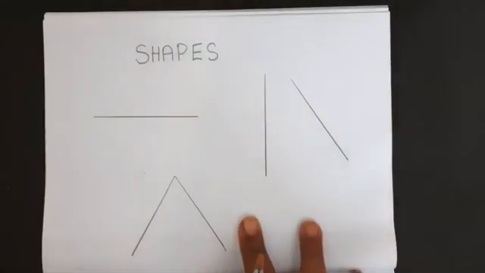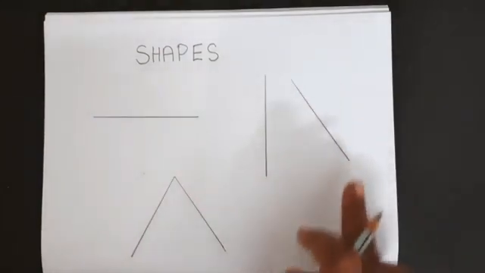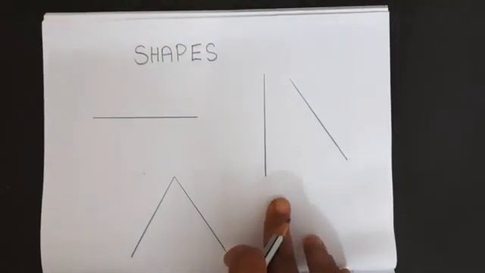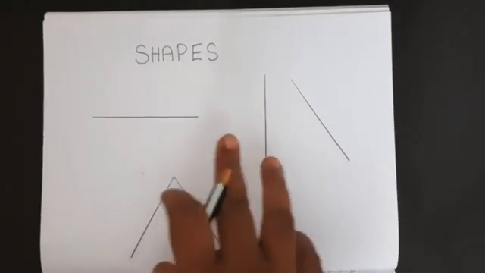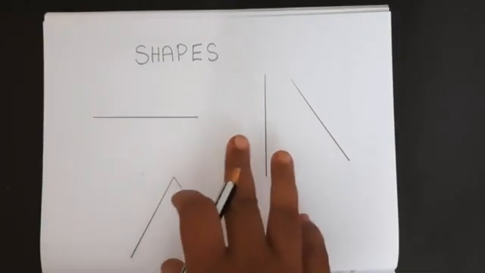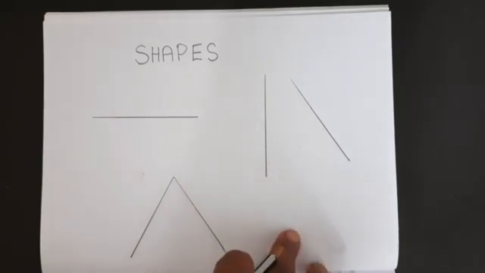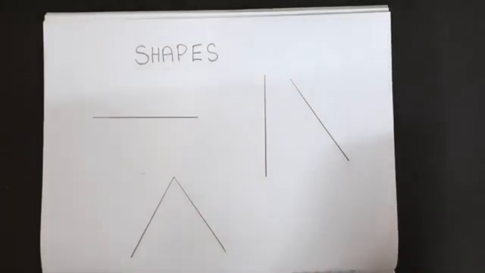Now, all these types of lines are called straight lines. What are they, children? Straight lines. These types of lines we call straight lines. Okay.